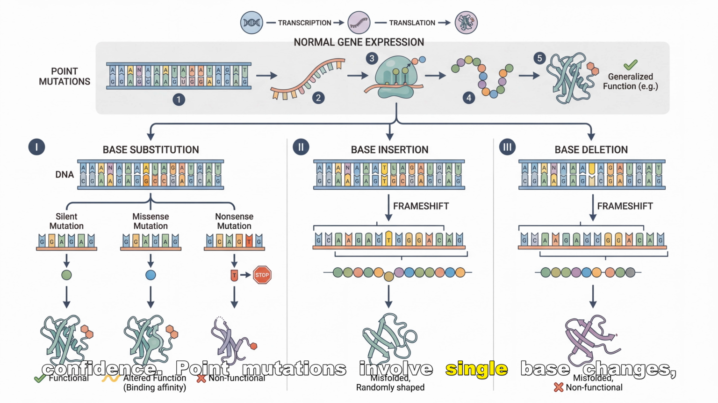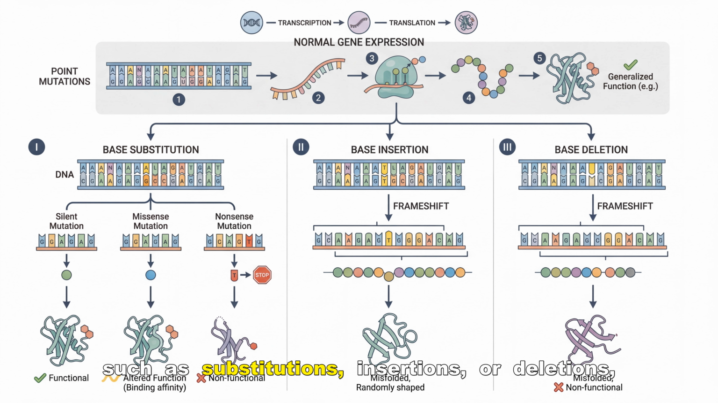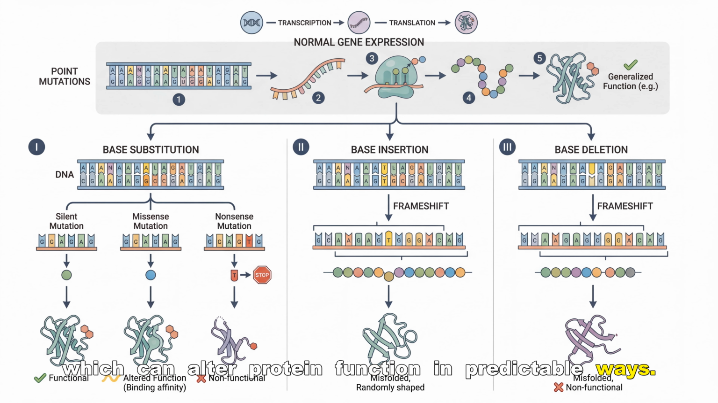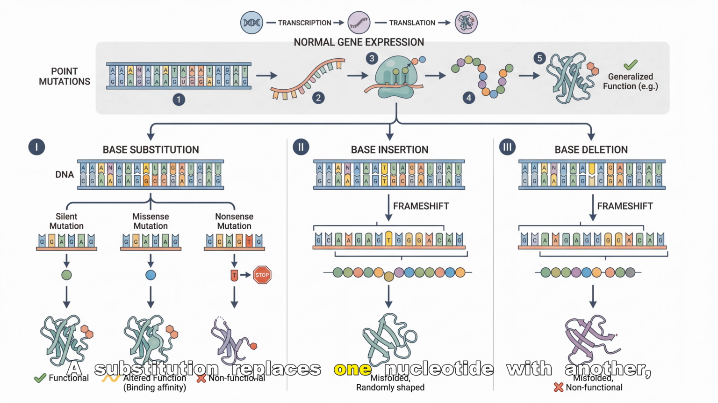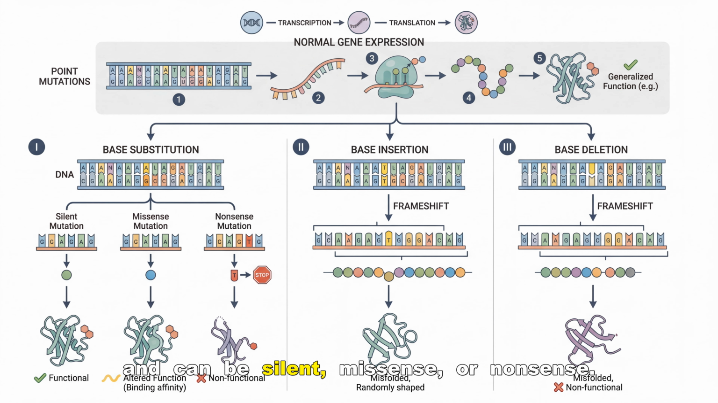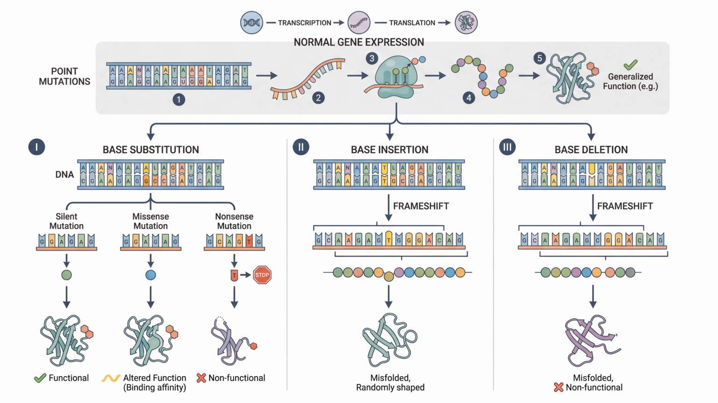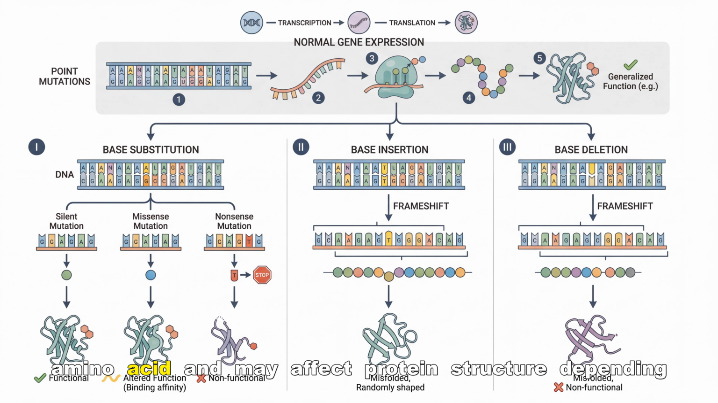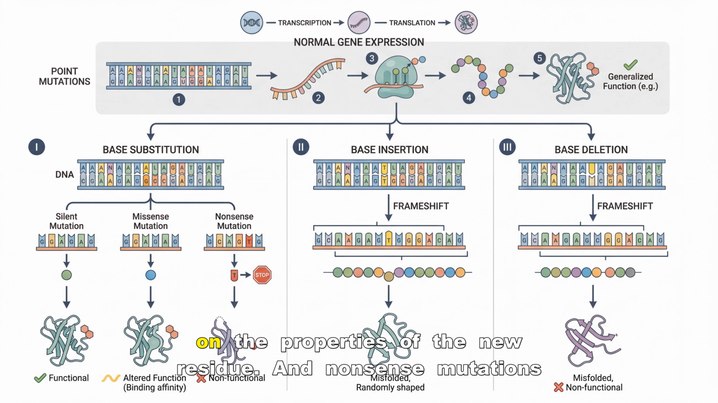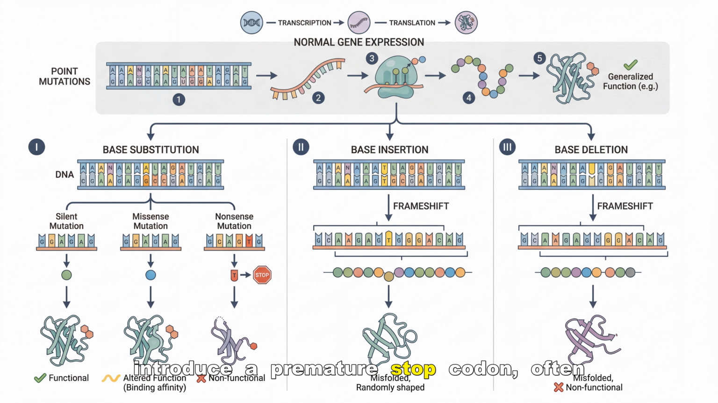Point mutations involve single base changes, such as substitutions, insertions, or deletions, which can alter protein function in predictable ways. A substitution replaces one nucleotide with another and can be silent, missense, or nonsense. Silent mutations do not change the amino acid due to redundancy in the genetic code. Missense mutations change one amino acid and may affect protein structure depending on the properties of the new residue. And nonsense mutations introduce a premature stop codon, often truncating the protein and severely impairing function.